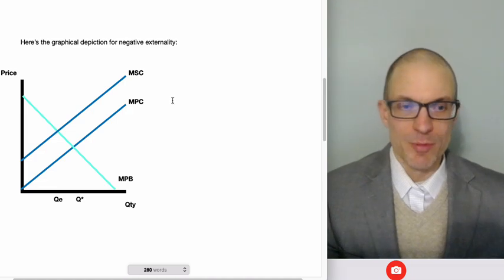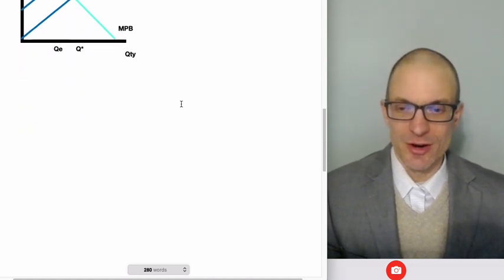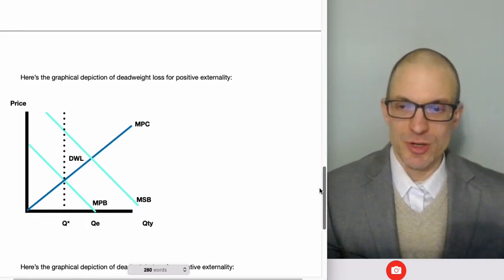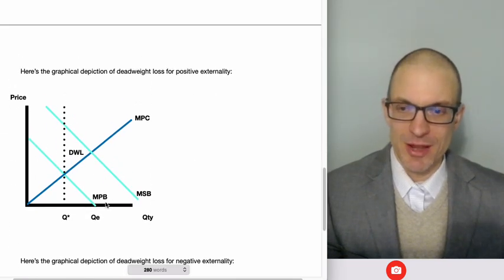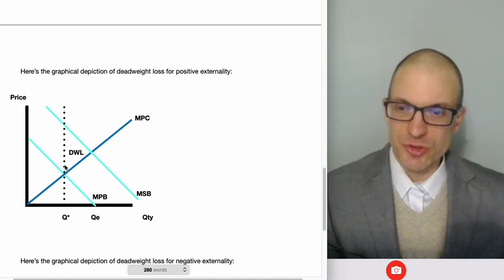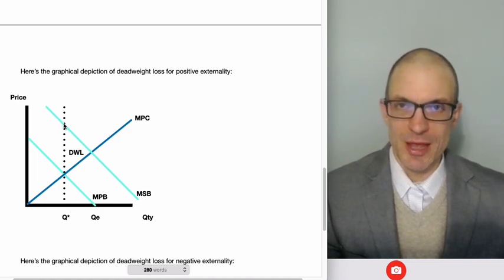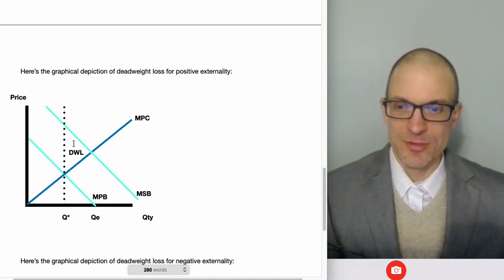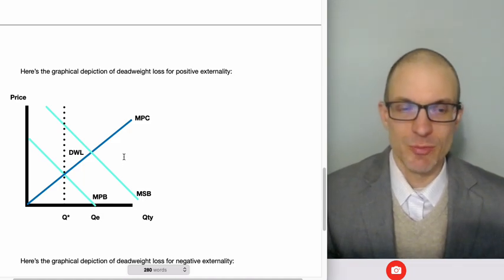All right, but what about deadweight loss? So let me scroll down here. In the positive externality case, we're going to look to find where the private benefit crosses the private cost. That's going to be my market quantity. Going straight up to the marginal social benefit curve gives me the top corner of my deadweight loss triangle, and then it's made up by the rest of the marginal social benefit curve. So I've got it labeled right here, DWL, that's deadweight loss.